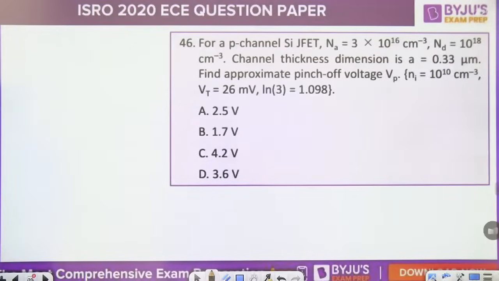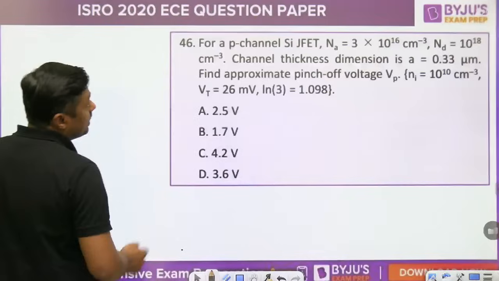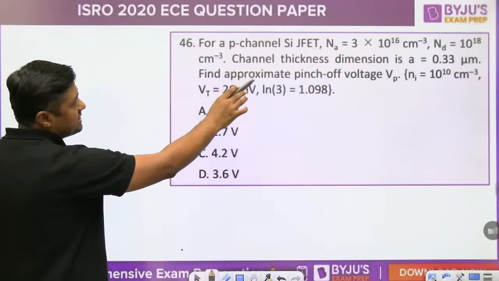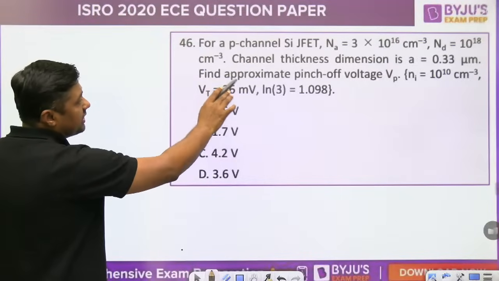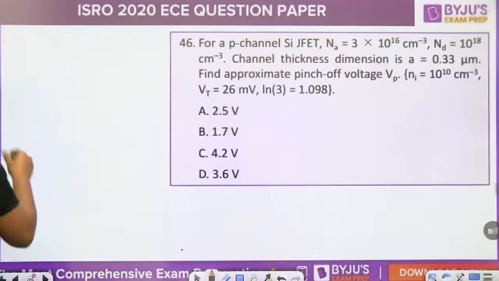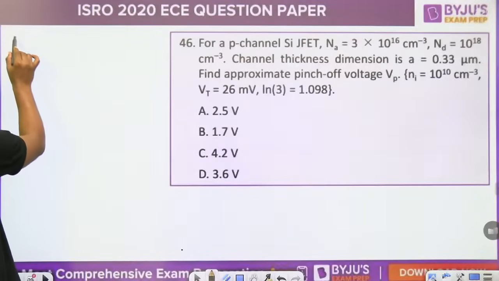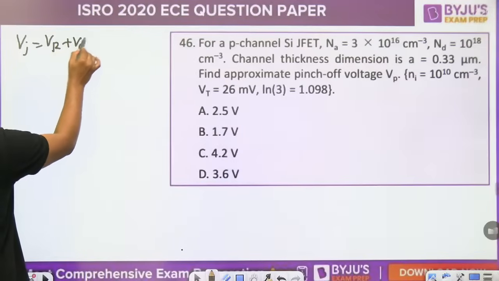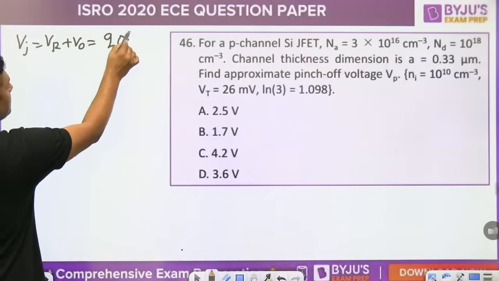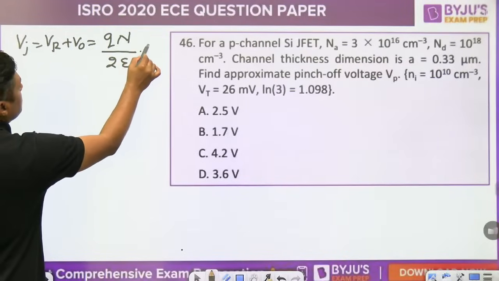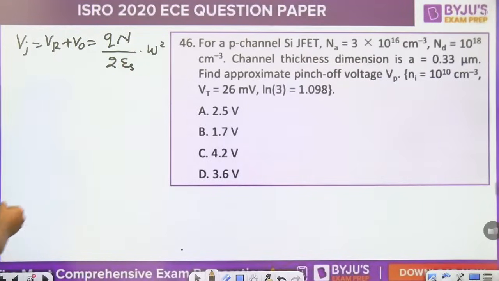Okay. Then for an NP channel silicon junction field effect transistor, Na is given, Nd is given, thickness is given. Find the approximate pinch off voltage Vp. Now, I have already given the junction voltage Vj. That is nothing but Vr plus V0, that is Qn upon 2 epsilon s into W square. W square is the depletion width.